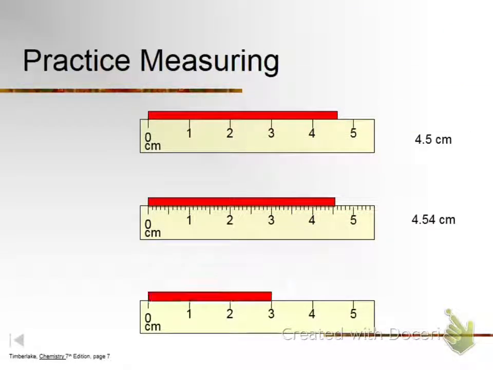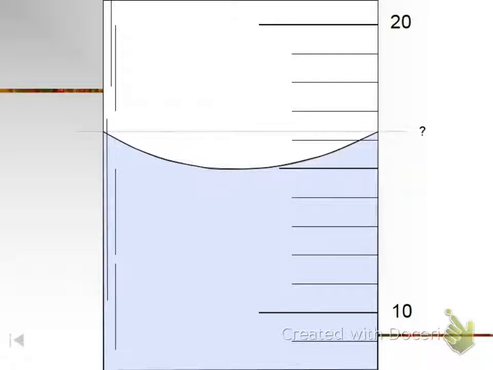Okay? So I would say 4.5 is known and it goes slightly over, so they called it 4.54. And this one they said it's exactly on the line, so instead of just writing 3, they would write 3.0 to let them know that it was on there. Okay? So we always include 1 extra digit of uncertainty. So if I were to read this one, and we always read at the bottom of the meniscus, what would you call this? You would call it 15? 15.0.